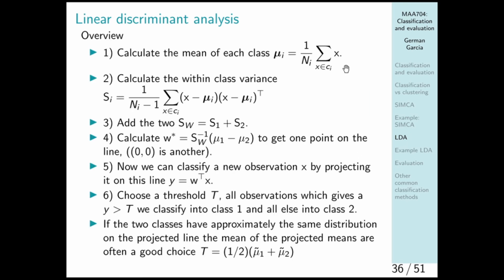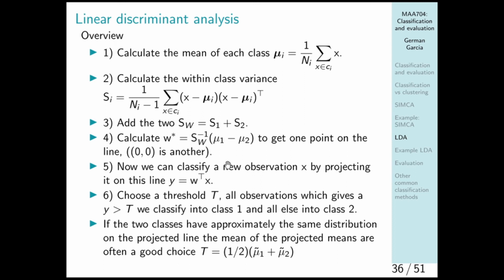So for a quick overview: step 1, we calculate the mean of each class in this way. Second, we calculate the within class variance. Step 3, we add the two within class variances, S1 plus S2. Step 4, we calculate the vector that optimizes Fisher's discriminant, which is SW inverse times the difference between the mean vectors, and we get 1 point on the line. In order to define a straight line, you need 2 points. The other point is the origin by default.